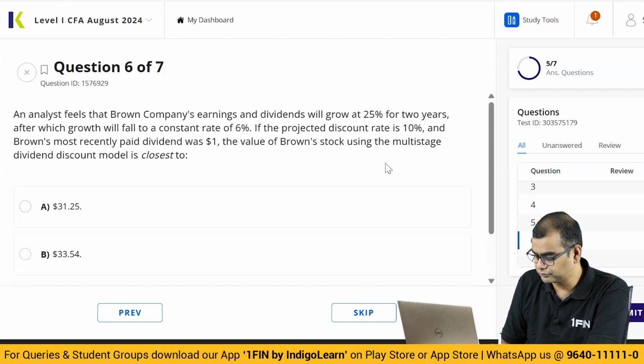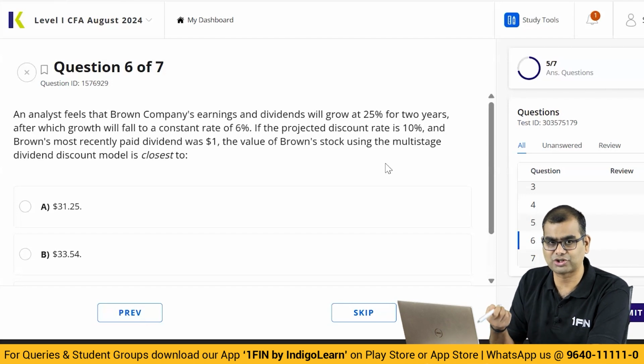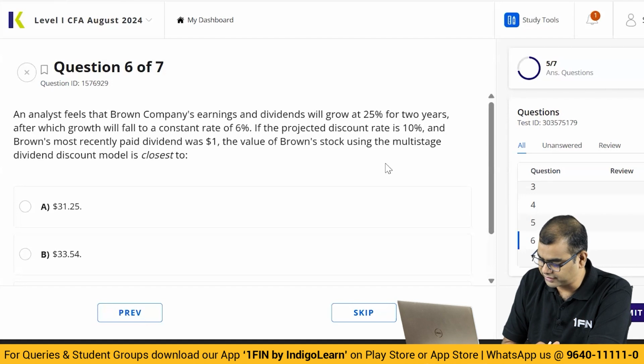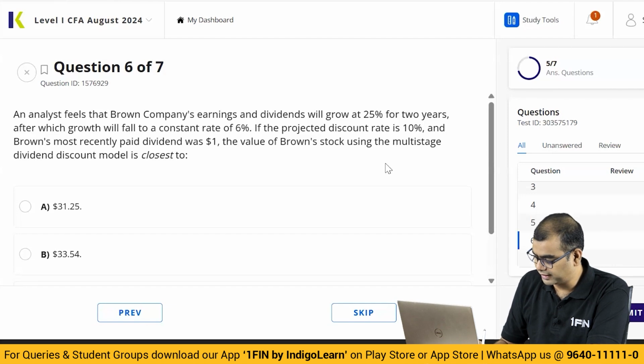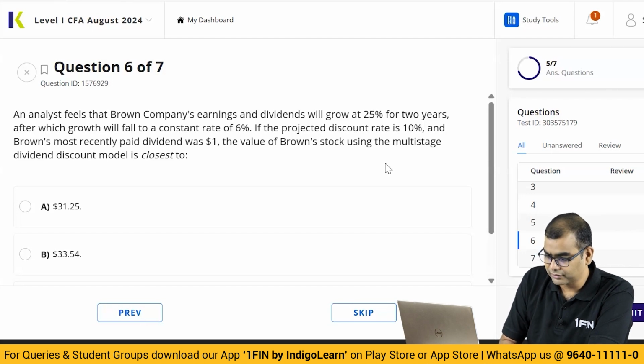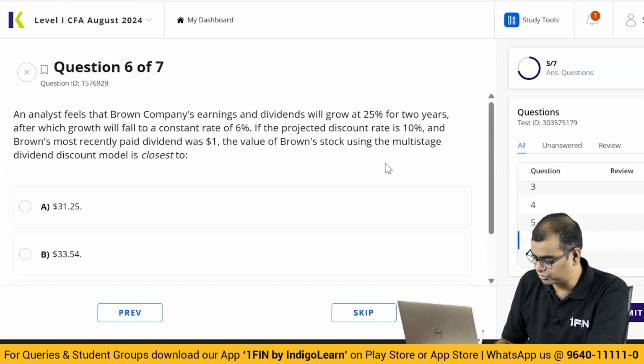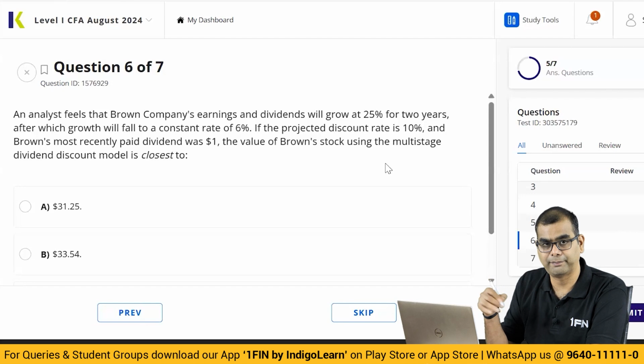Year 3 is 1.5625 into 1.06, divided by 10% minus 6%. I am not showing you the screen because you are supposed to solve along with me. Okay, you are supposed to get the right answer. 1.5625 into 1.06, this is the third year's dividend, 1.65625, divided by 0.04 is 41.4, and we have to take the present value of 41.4 for 2 years. So 41.4 divided by 1.1, divided by 1.1, is 34.22. This is the present value of P2.